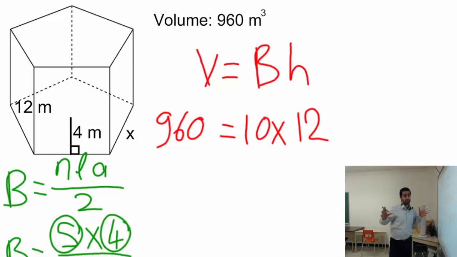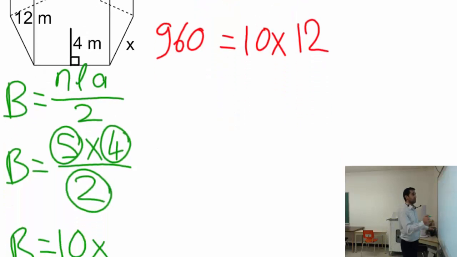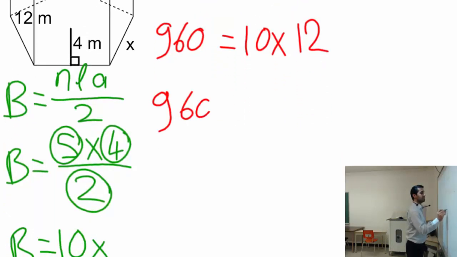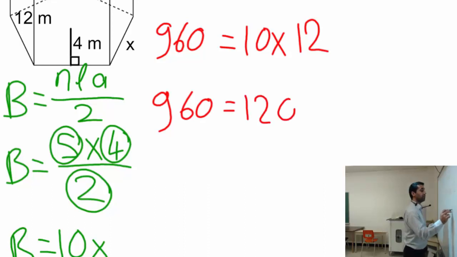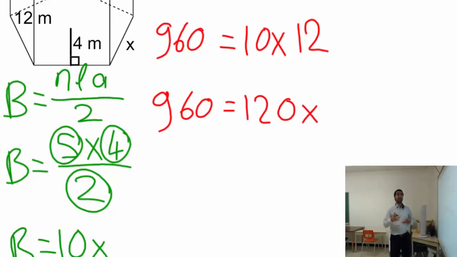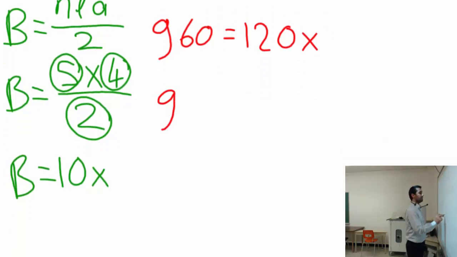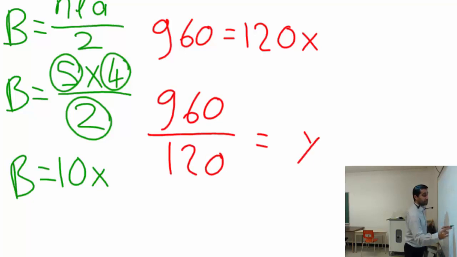Now I want to organize the right side and put 10 and 12 together. 960 equals, what is 10 times 12? That will give you 120. We didn't do anything about x. Keep it there. And now leave x alone. 120 is doing the multiplication on the right side, so it's gonna go to the other side, the left side, as the division. Let's go ahead and do that. 960 divided by 120 equals x.